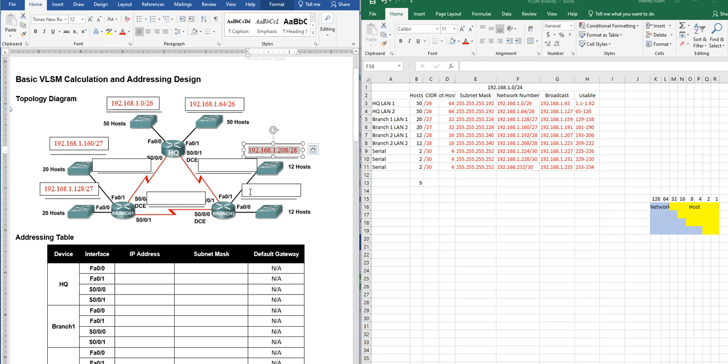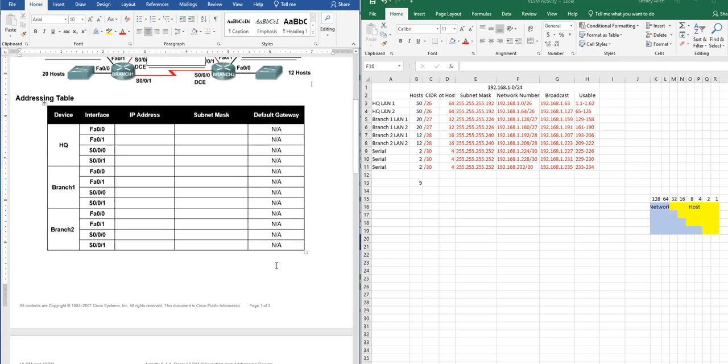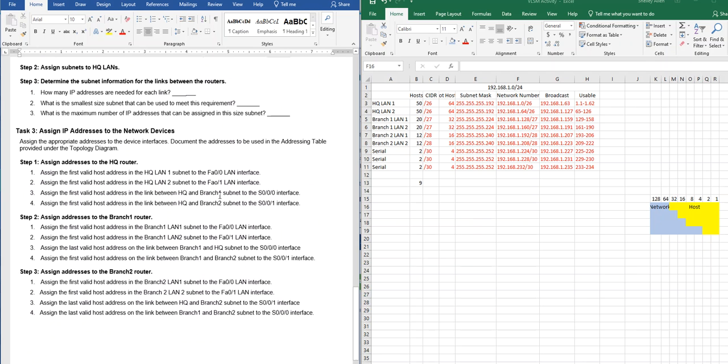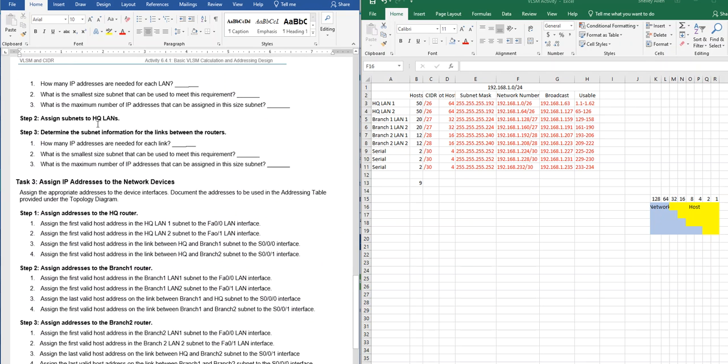So these are all the LANs that we have. I'm following the directions that are in this tutorial down at the bottom. I'm just kind of doing this in my own method. Right here, we're assigning the subnets to the headquarter LANs.